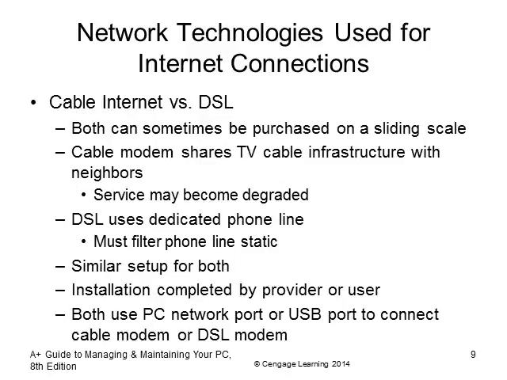Cable internet versus DSL. Both can sometimes be purchased on a sliding scale, meaning there's internet, fastest internet, that type of thing. Cable modem shares the TV cable infrastructure with the neighbors, meaning, for example, Roadrunner is what we have in our area. Think of a pie. If I have a big pie and it's just me, I get the pie all to myself. If I share it with one other person, I get half the pie.